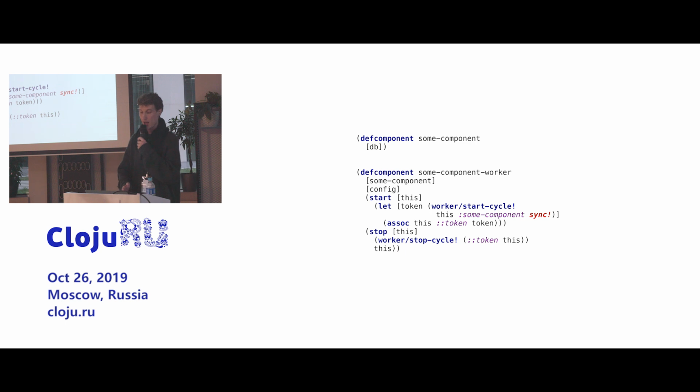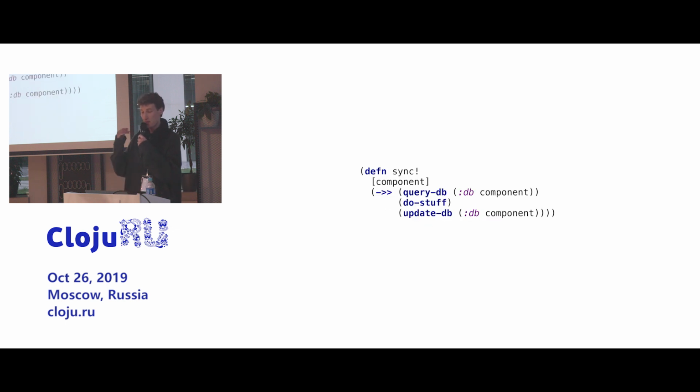And as I use the red color, you could pay attention that we use a sync function to do some work. When we define the function sync, it accepts one parameter, component. And inside we use it as a map. So we have access to dependencies as just values of some keys, like DB.